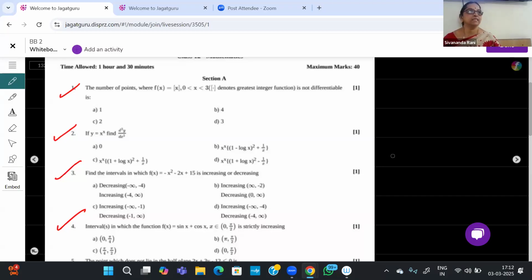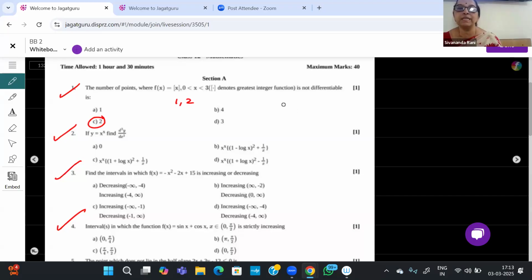Can we discuss? Okay. First one. Can someone answer the first? Option C. Good job. Correct. Reason? Because the interval given is 0 to 3, but open. In between the numbers, integers are 1 and 2. You know, greatest integer is discontinuous at all integers.